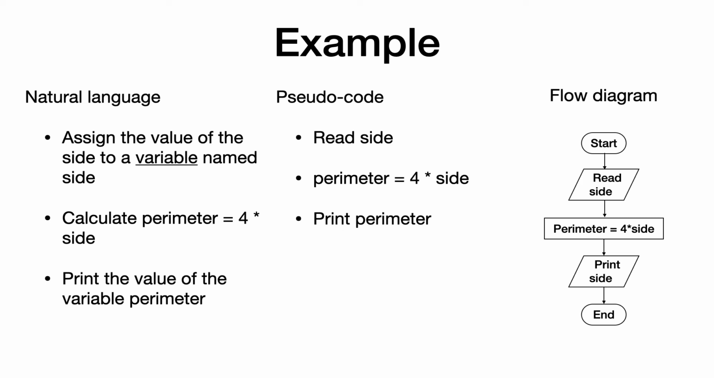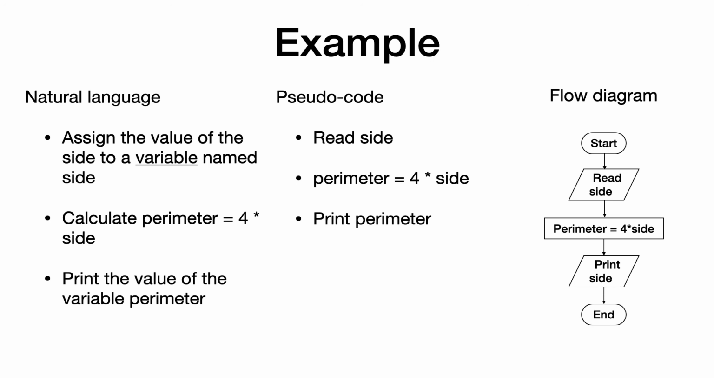So if we write that algorithm in pseudocode, it will be something like what you see in the middle of the screen. The first step will be read side. Second step, perimeter equal to 4 times side. In this case, we are just using the variable names. We don't have to say it is the variable perimeter or calculate the variable perimeter. And the last step is print perimeter.